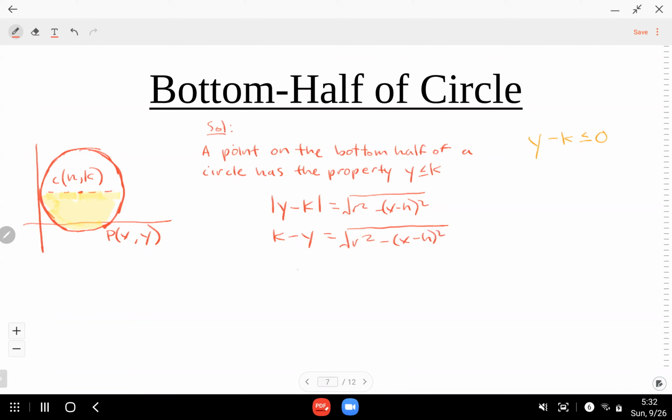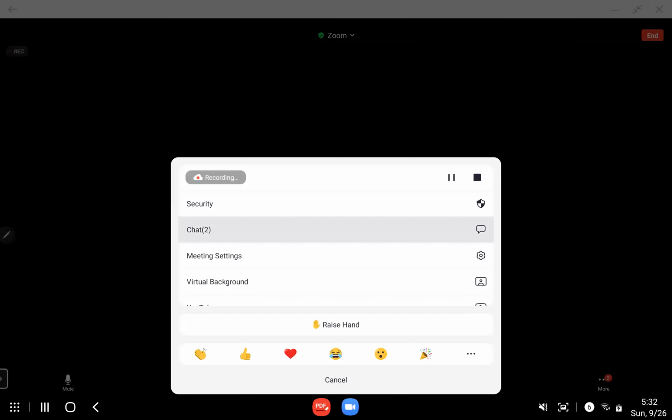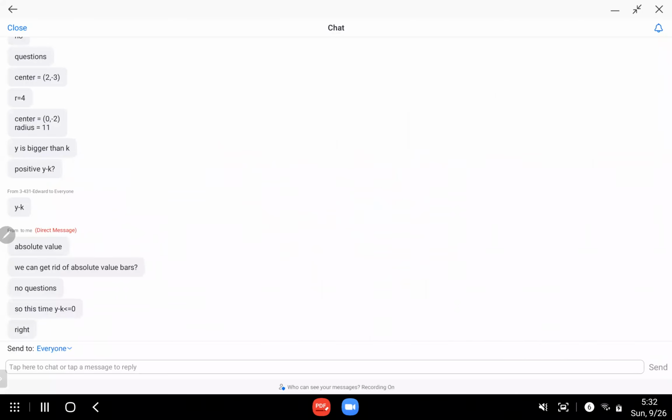From that we can derive that y equals k minus the square root of r squared minus x minus h squared. All right, that is how we get it. Are there any questions on this? So this time it is y minus k is less than or equal to 0.